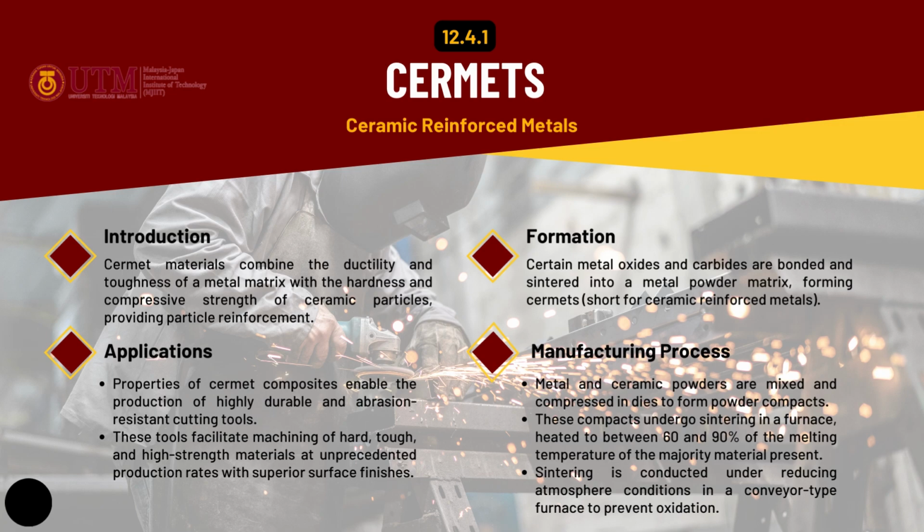For manufacturing processes, metal and ceramic powders are mixed and compressed in dies to form powder compacts. These compacts undergo sintering in a furnace heated to between 60 and 90% of the melting temperature of the majority material present. Sintering is conducted under reducing atmosphere conditions in a conveyor type furnace to prevent oxidation.